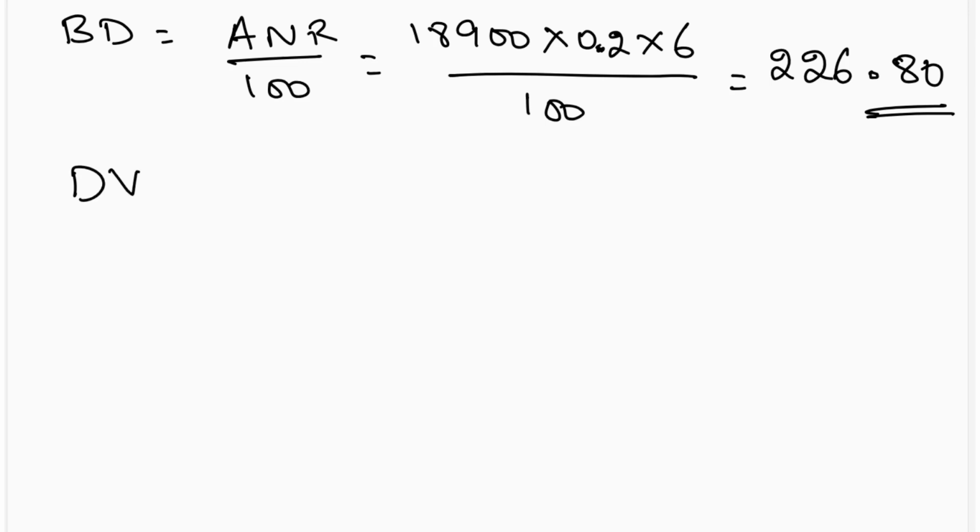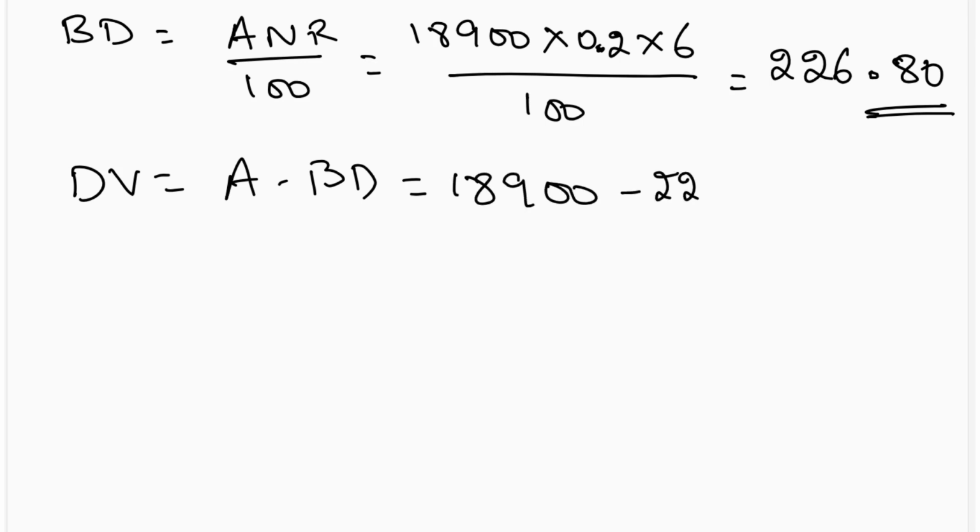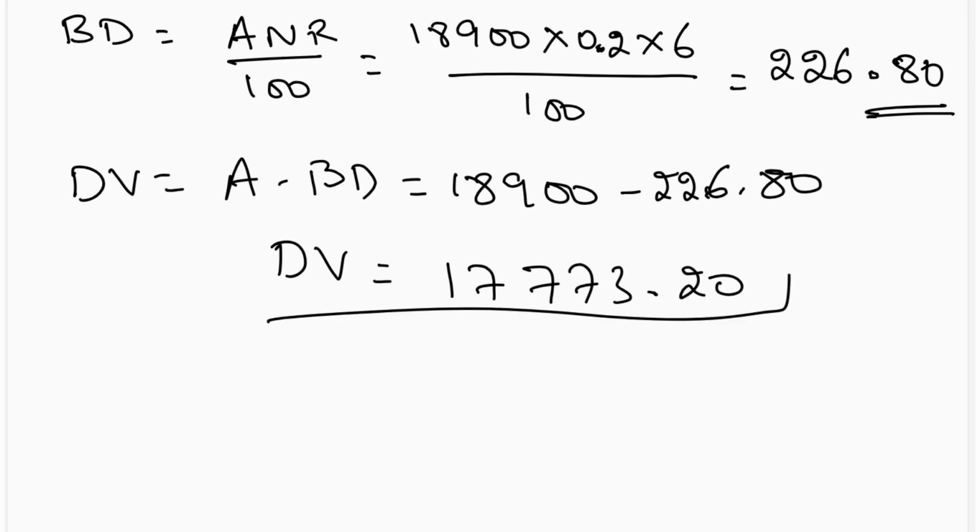Next, the discounted value formula A minus BD, so that will be 18,900 minus 226.80, so the discounted value you will get 17,673.20. This is the discounted value.